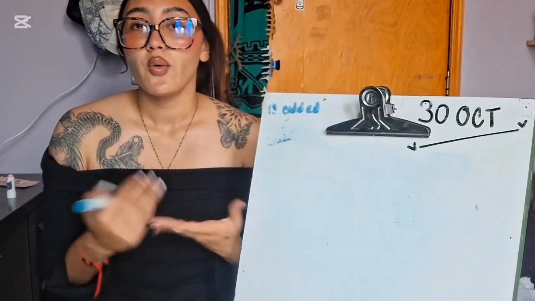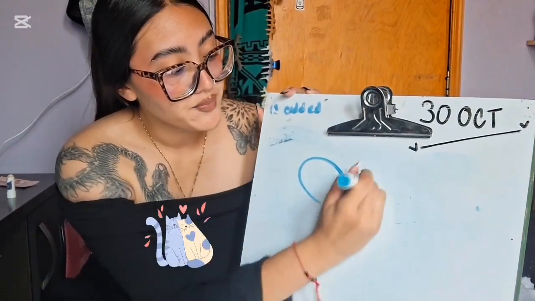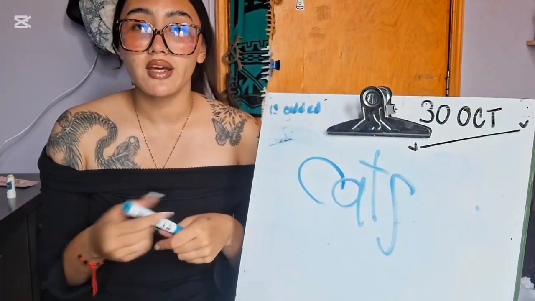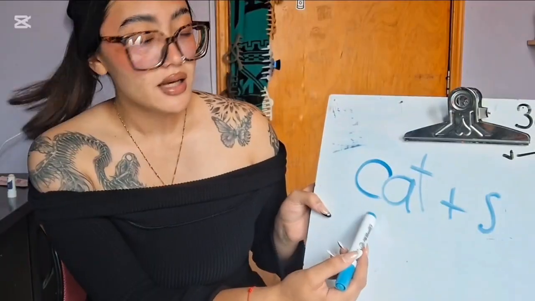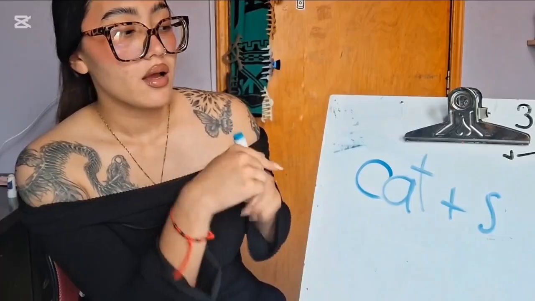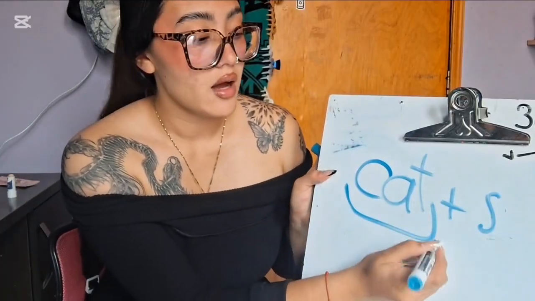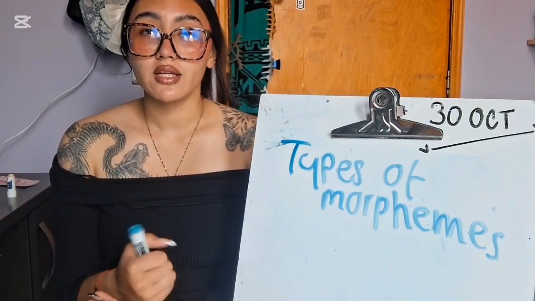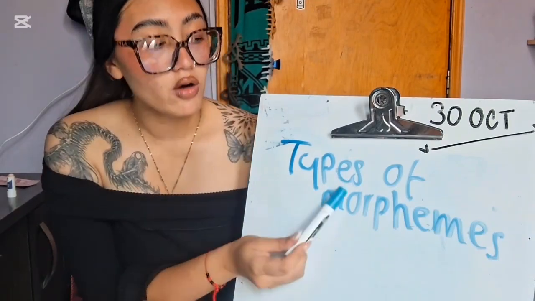Well, Michelle, when you see the word cats, how many parts do you think give meaning? Maybe 2. Cat and s. Exactly, Michelle. Those parts are called morphemes. Part 1 and part 2. So, I will teach you about the types of morphemes.